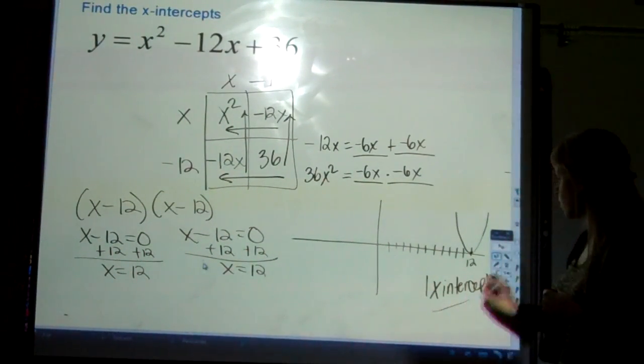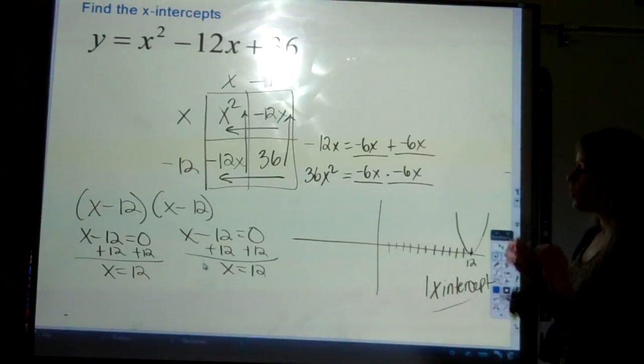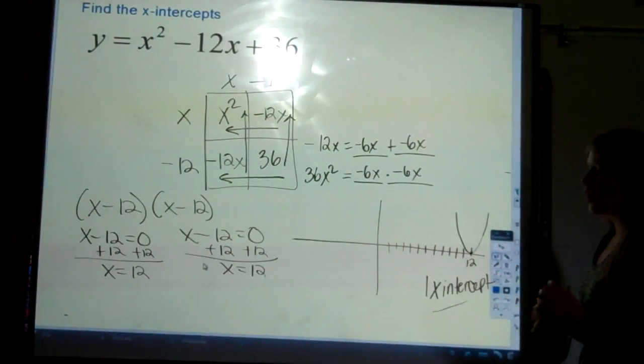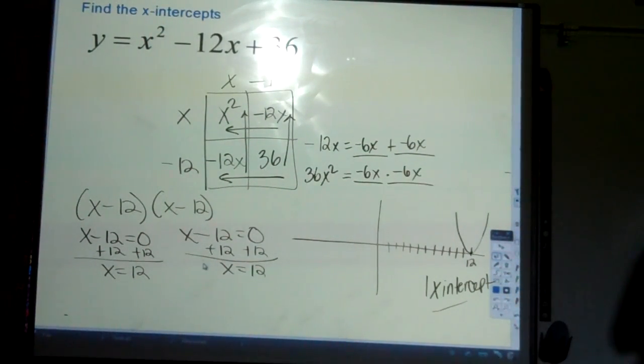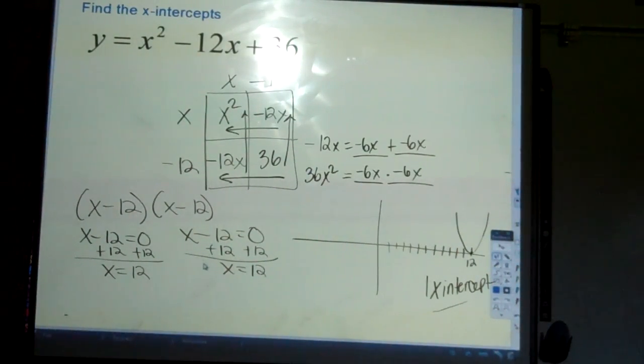Okay, so there's only one x-intercept in this case. A lot of cases you'll have 2 x-intercepts. This is one example of one. So please feel free to watch this video again. Remember how to factor, and good luck.